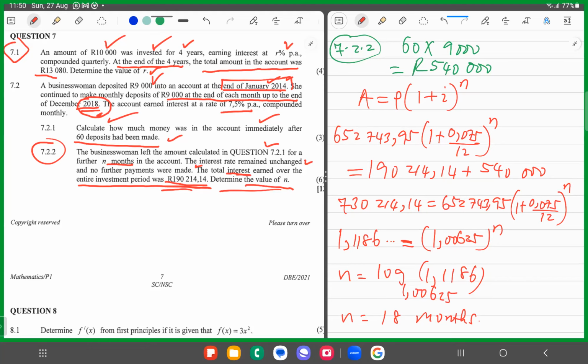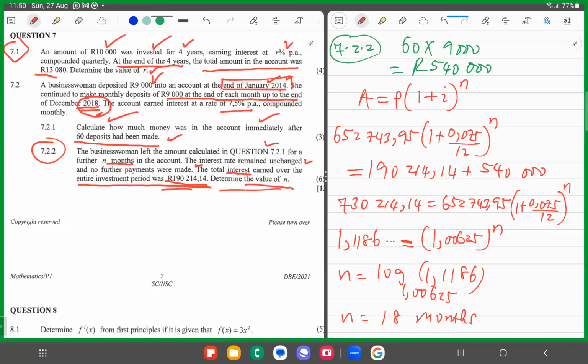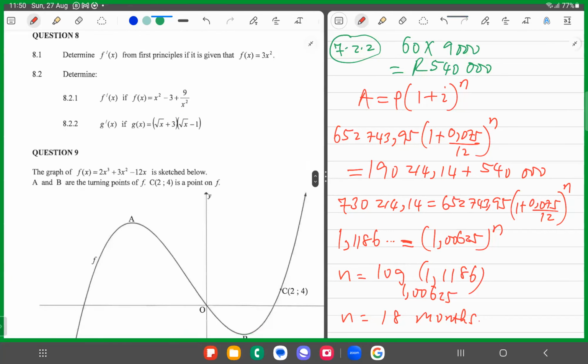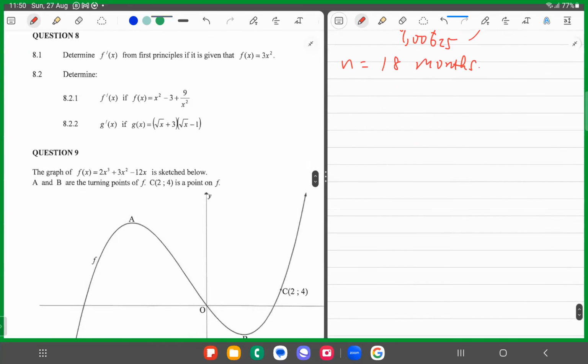See now how much time we've gone. Okay, let's practice a little bit of calculus. Question 8. Let's try the calculus questions.